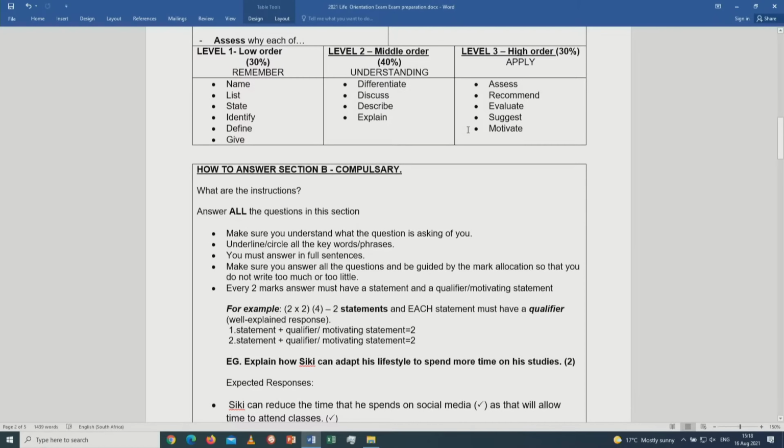So just make sure that your middle order and your high order questions, which will be guided by the mark allocation, as you will see just now when I explain, just make sure that you scoop marks there.